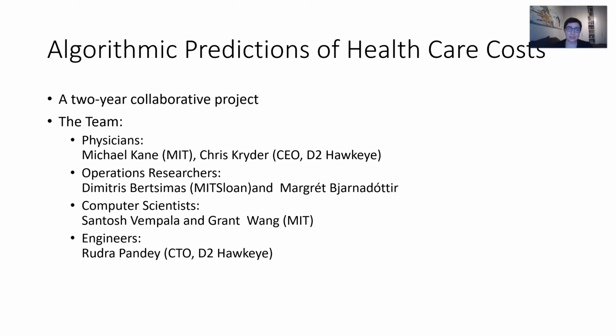So the study, the algorithmic predictions of healthcare costs, was a 2-year collaboration when I was a PhD student at MIT. So it was a collaboration between MIT and then D2 Hawkeye. That was a startup out in Massachusetts that then got acquired. And we were a team of 8 working on this over 2 years, just to give you a sense for the scope. But our computers were slower back in the day, so things took a little bit longer to run.